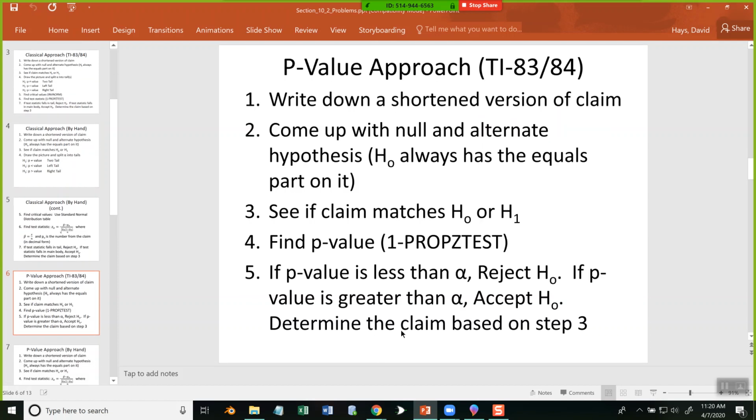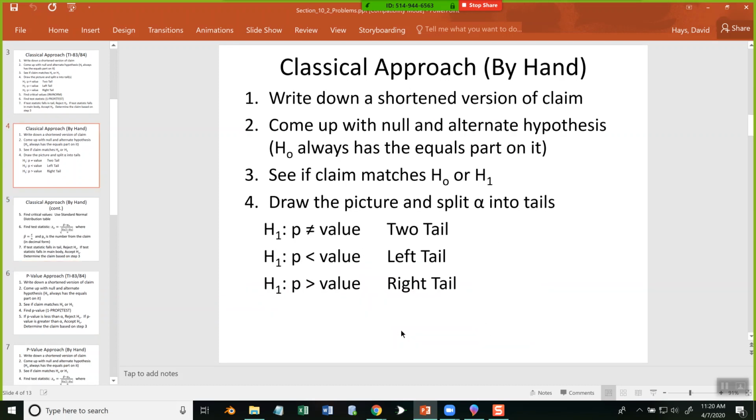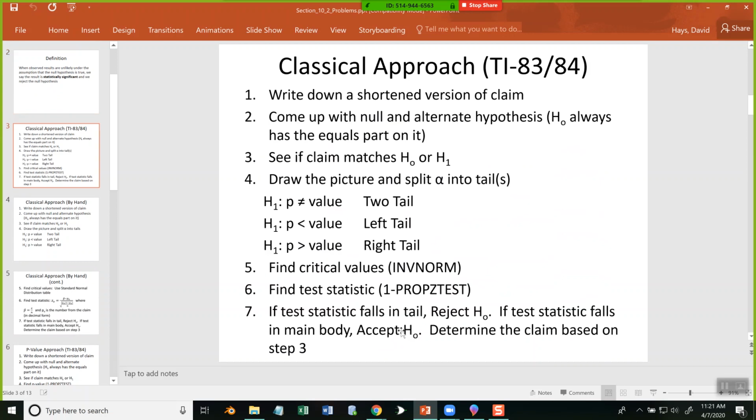We're not doing the classical approach. I'm skipping over that. Wait a minute, my mistake. We are doing the classical approach. I'll wake up here eventually.